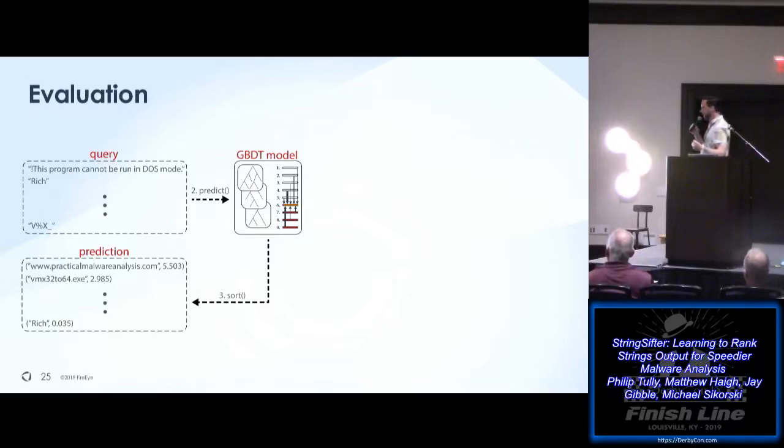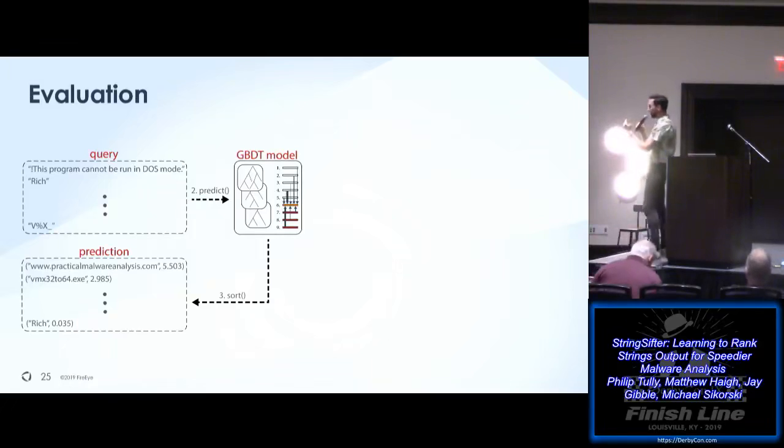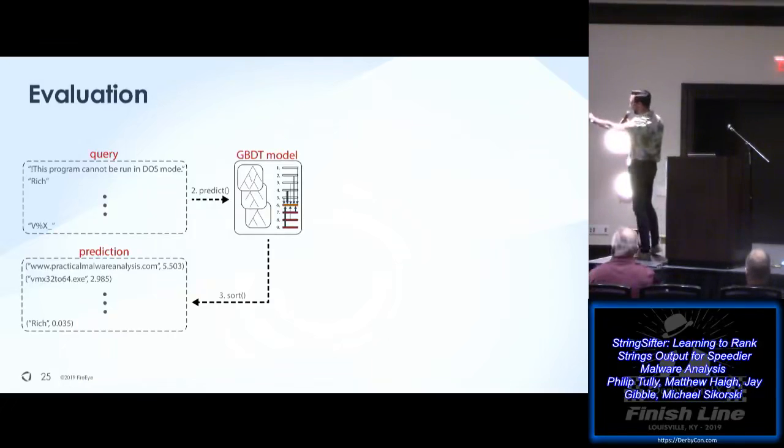And so here's the way in which we do this. Like I've described before, you have a query, which is a single strings output from a malware binary, and you have a trained model, a gradient boosted decision tree. You can take that query and make a prediction using that model, and that will produce a set of scores. For each of the strings in that output, you have a score that becomes associated with it. And then the final step is that you just have to sort that output according to those scores.